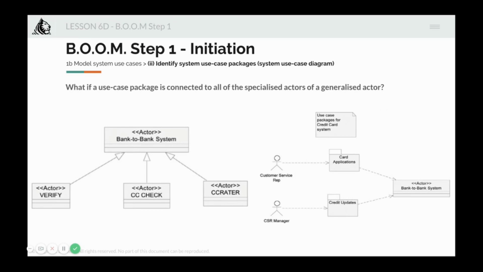For example, suppose that verify was only one of a number of systems able to verify a person's credit, and that the system under design needed to be able to communicate with all of them. You would indicate that as shown in the figure here. Okay.